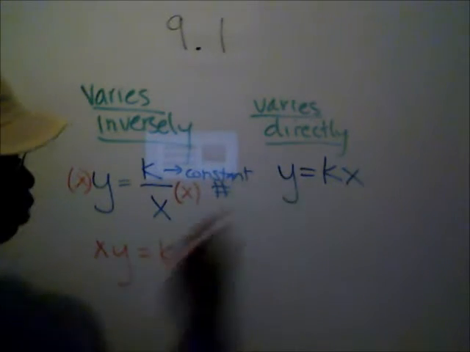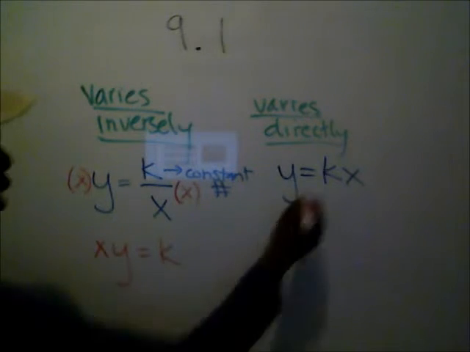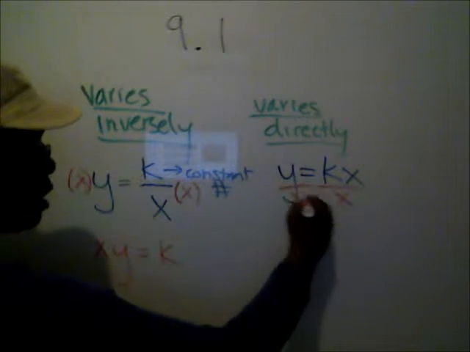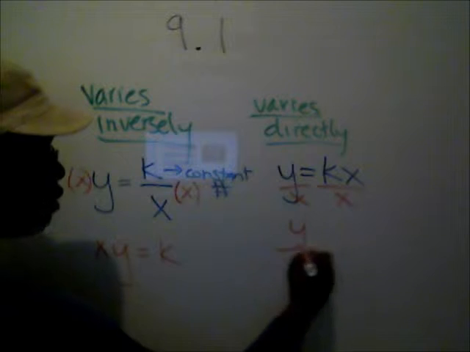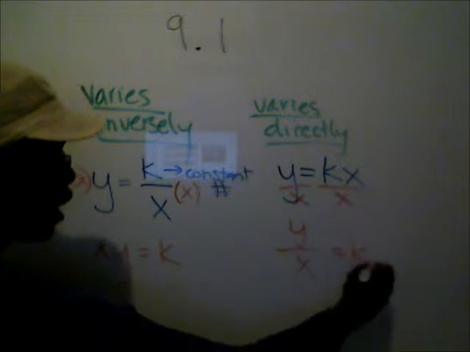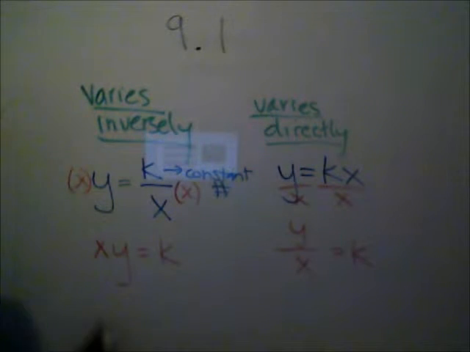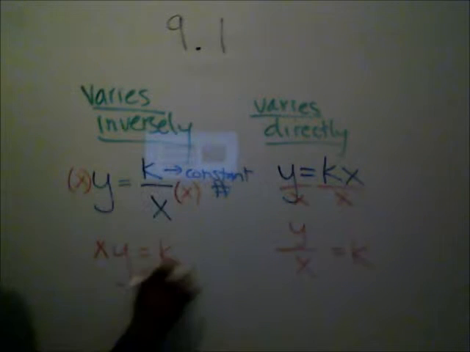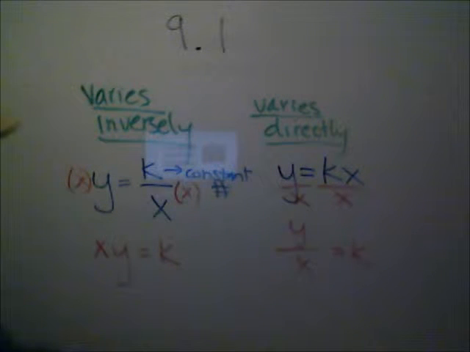Let's do the same thing over here. We just want to get x and y on the same side. We would go in and divide both sides by x. So we get y over x equals k. Okay? And so we'll use this equation and this equation to help us predict things that may be inversely related, and we can use these two to help us predict things that may be directly related.